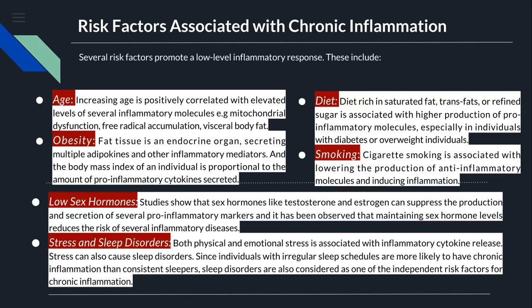And now this is where it gets interesting, of course. Low sex hormone has been shown to be a risk factor in the process of chronic inflammation. So if you are not synthesizing the regular sex hormone at the appropriate amount, there's a tendency of having chronic inflammation. And you can see that it's written here that it's been observed that maintaining sex hormone levels reduces the risk of several inflammatory diseases. This is a topic I would like to discuss very much later. Okay, we'll talk about that.